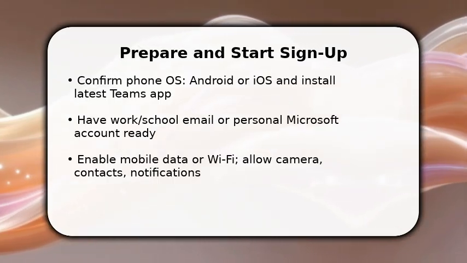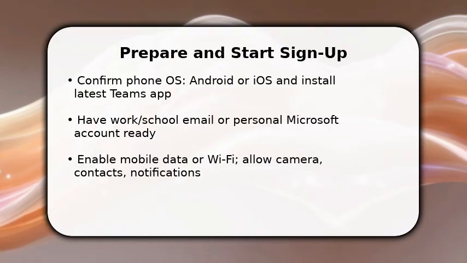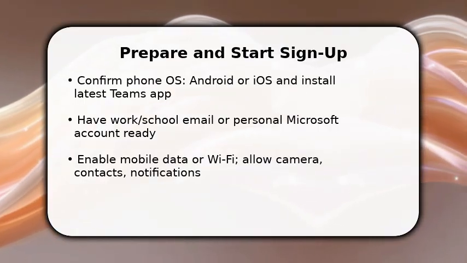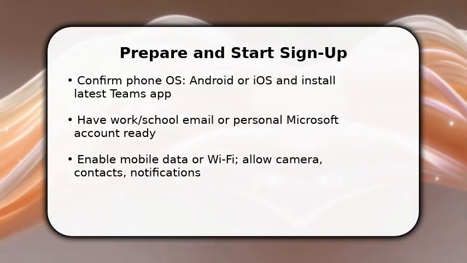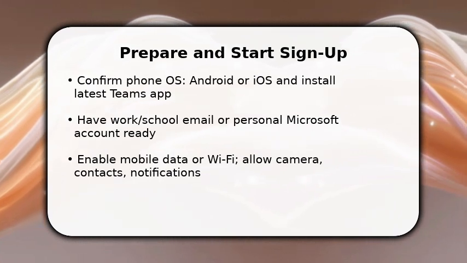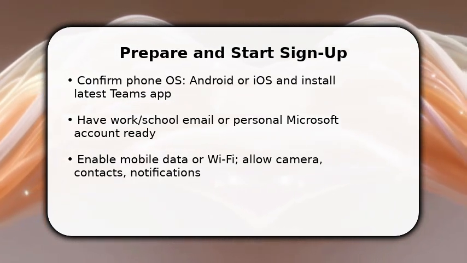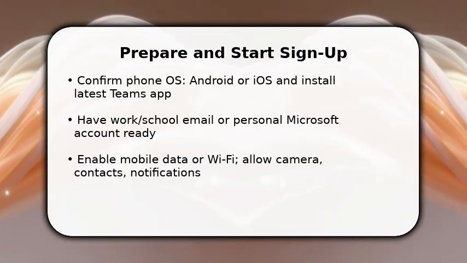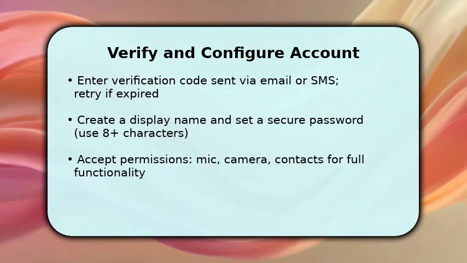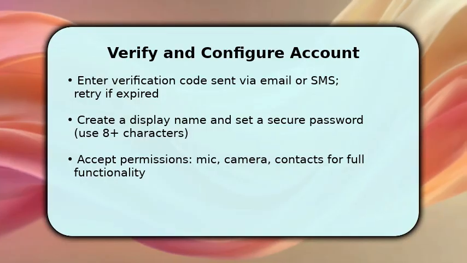Once done, follow the verification prompt. Microsoft sends a code to your email or phone. Enter it to prove identity, and make sure notifications are allowed so chat and call alerts reach you. After verification, you'll create a display name and secure password. This helps teammates find you and protects your account.